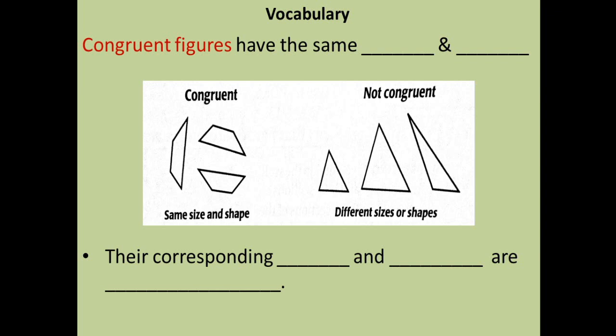Congruent figures have the same shape and the same size. What does this mean? Look at this figure. First, they are congruent because they are the same size and shape. Second figure, we have a different size of triangles. Okay? Their corresponding sides and angles are congruent.